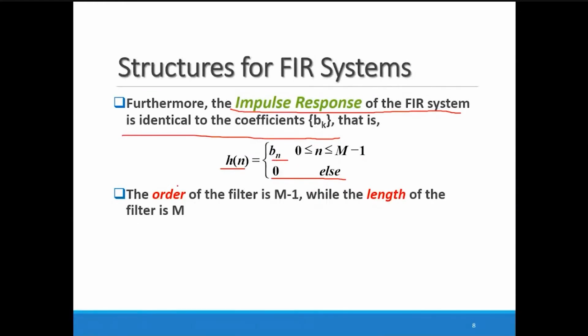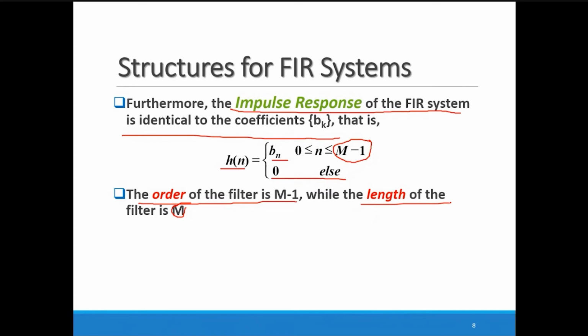Okay, now the two terms based on this value M minus 1. When we ask what is the order of the filter, the order of the filter is nothing but the value M minus 1. So whatever this M minus 1 term is mentioned over here, it represents the order of that particular filter, and whatever term M we are using is nothing but the length of that particular filter. So when anybody asks you to calculate the order of the filter, you have to find the value M minus 1, and the length of that particular filter is nothing but the value of M itself. Okay, so this is how we define the order and length of the filter.